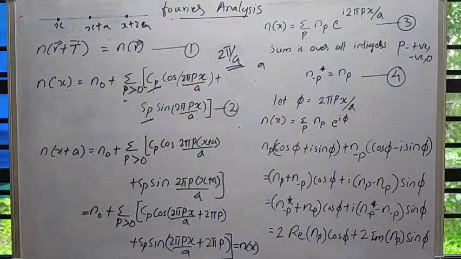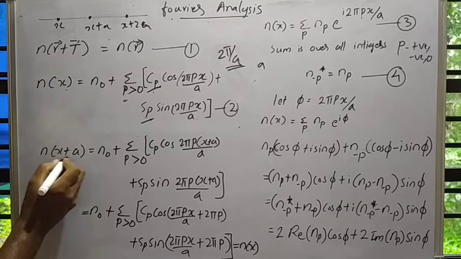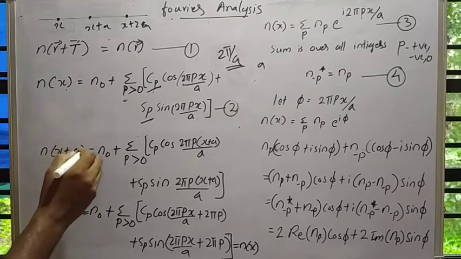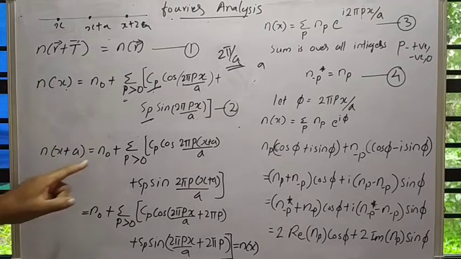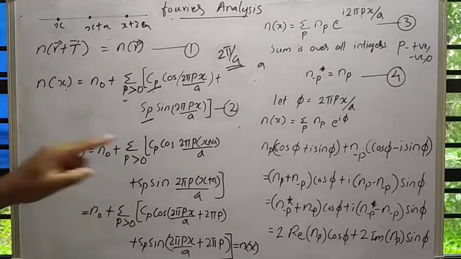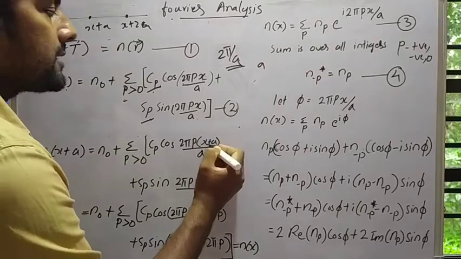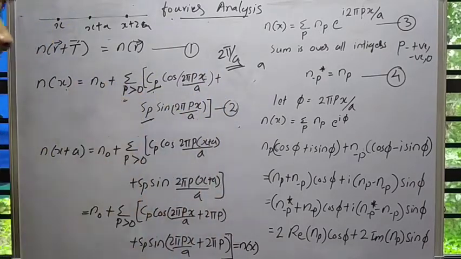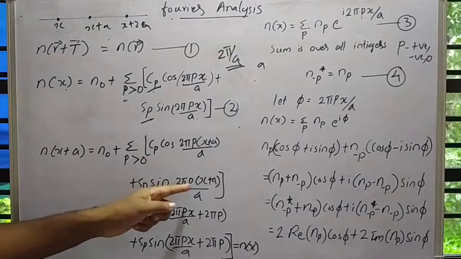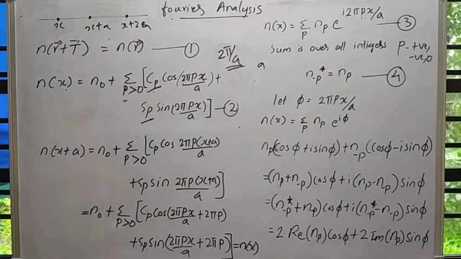Let us check how. Let us consider the number density at the position x plus a. n of x plus a equals, we need to substitute x plus a for x, n naught plus the sum over p greater than 0 of cp cos(2 pi p over a times (x plus a)) plus sp sin(2 pi p (x plus a) over a). And we can expand this.